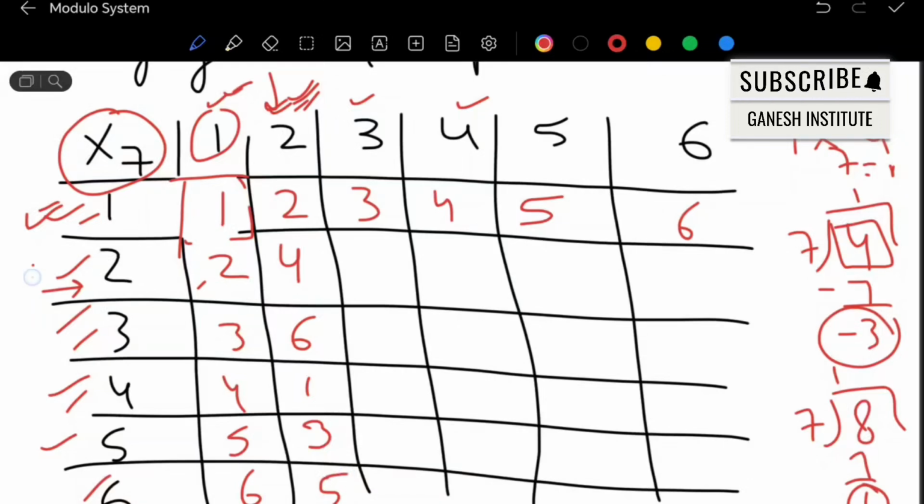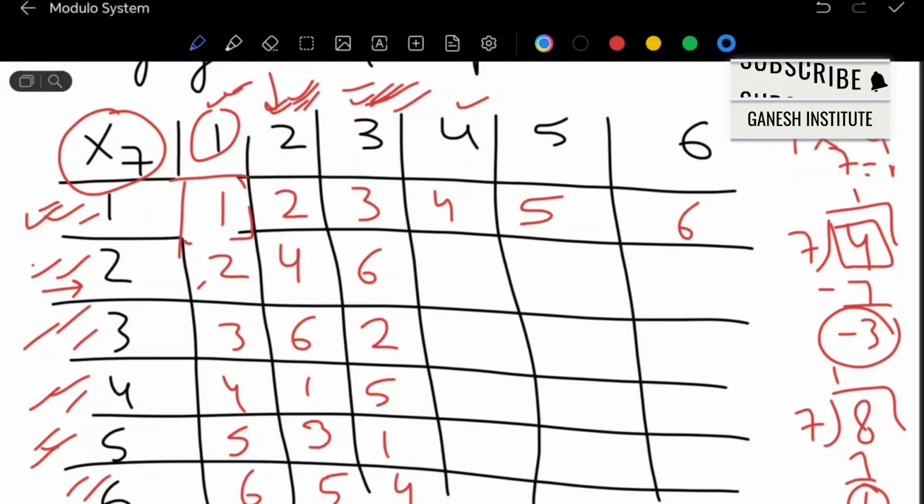Similarly, 3 2s are 6; 6 divided by 7, the remainder is 6 only. 3 3s are 9, divided by 7, the remainder is 2. 4 3s are 12, divided by 7, the remainder is 5. 5 3s are 15, so you can divide by 7 two times: 7 2s are 14, so the remainder is 1. Then 6 3s are 18, divide by 7, 7 2s are 14, the remainder is 4. Correct?